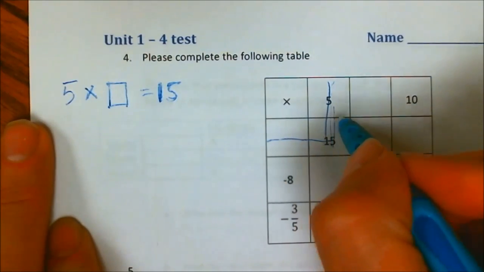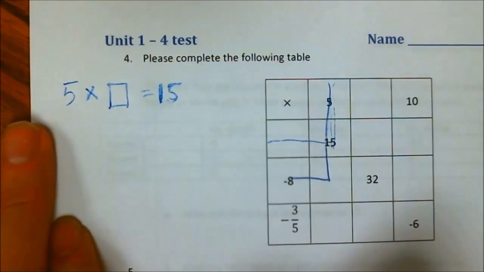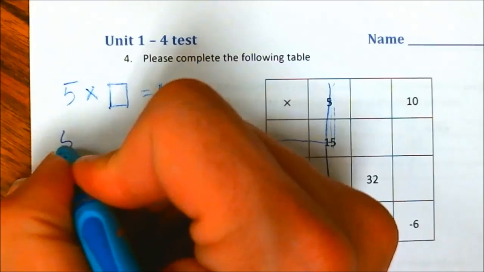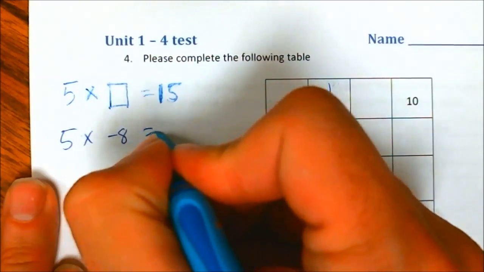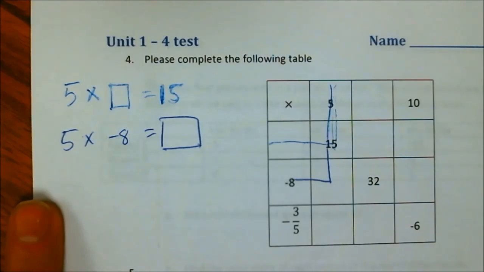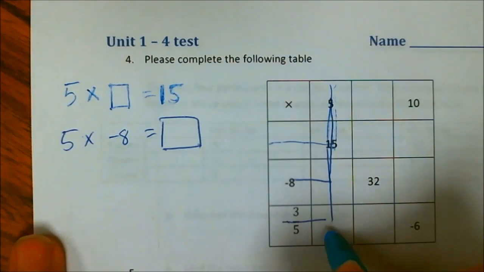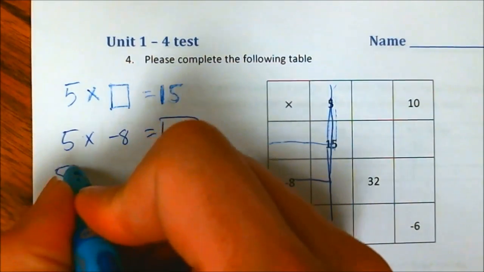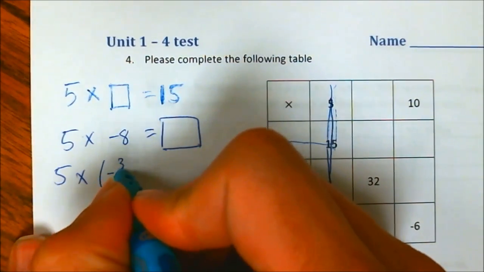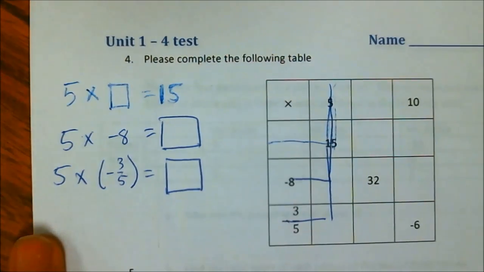Now, this 5 and this negative 8 meet right there. So it's asking 5 times negative 8 equals what? This 5 and this negative 3/5 meet right here. So it's asking 5 times negative 3/5 equals what?